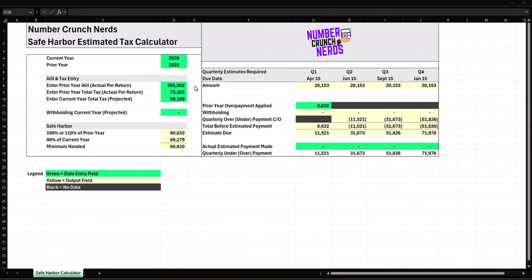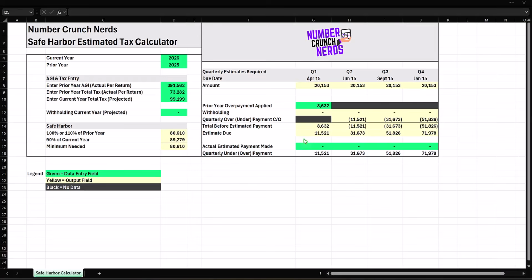Okay, hopping back over here to the Safe Harbor Estimated Tax Calculator. There is the first number that we entered for 2025. Here is the second number that we entered. And over here is the third number that we entered. And the question was, is the number in cell G15, which is this number right here, a negative number? And in this case, the answer is no, that is not a negative number. This says that we have an estimate due of $11,521.